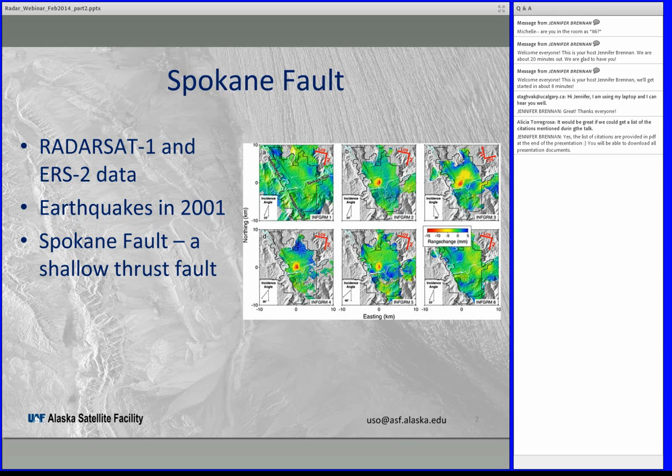During this time, seismic instrumentation in the area was sparse, so location and detection of some of the earthquakes was difficult. In addition, there were no known active faults in the area, so the source of the earthquakes was in question. The only available data to show surface deformation during the earthquake sequence are interferograms generated from RADARSAT-1 and ERS-2 data. Through modeling of the interferogram data, the authors were able to identify the previously unknown fault as a shallow dipping thrust fault, which is now called the Spokane Fault.